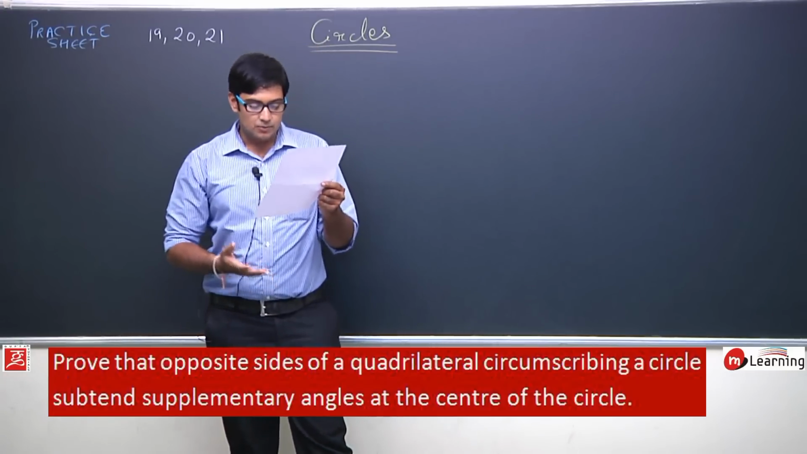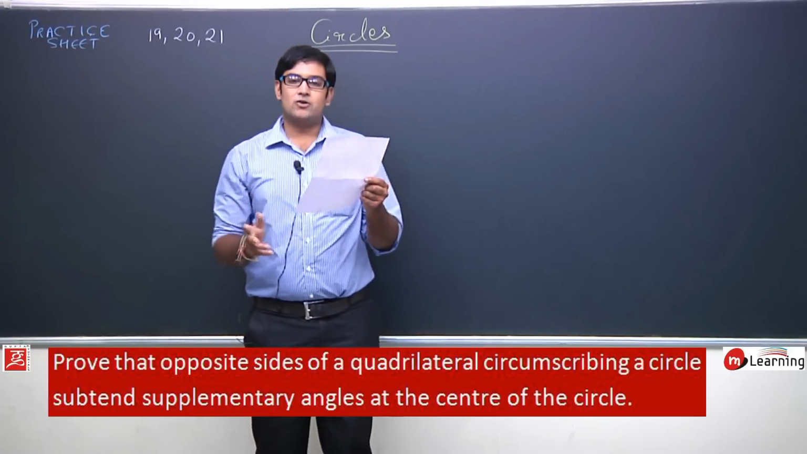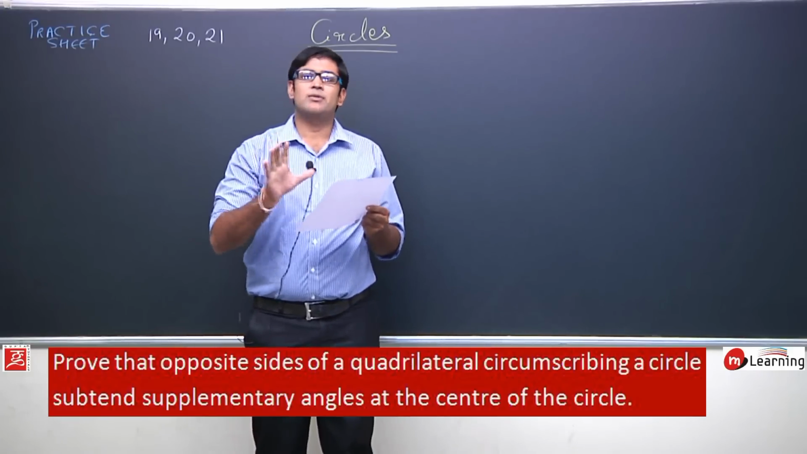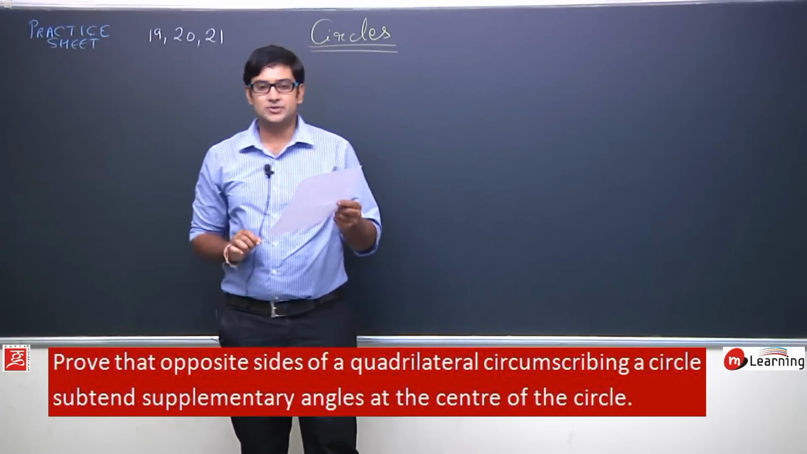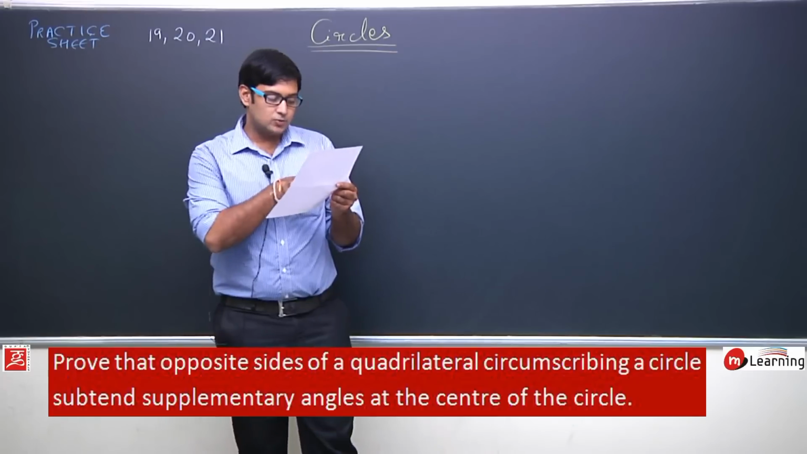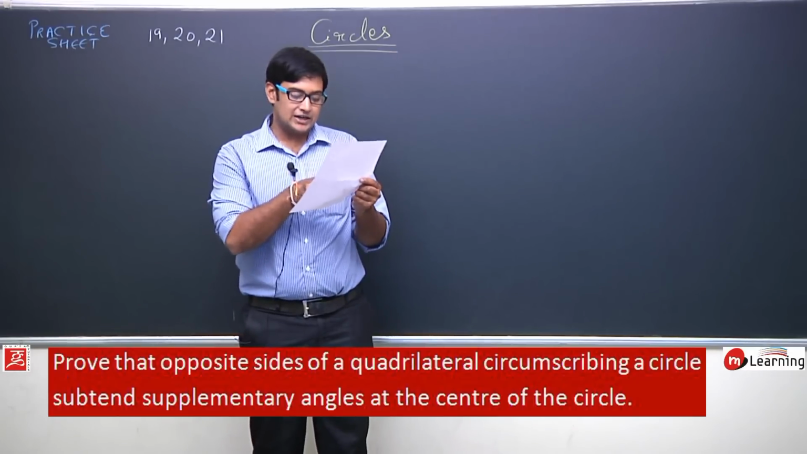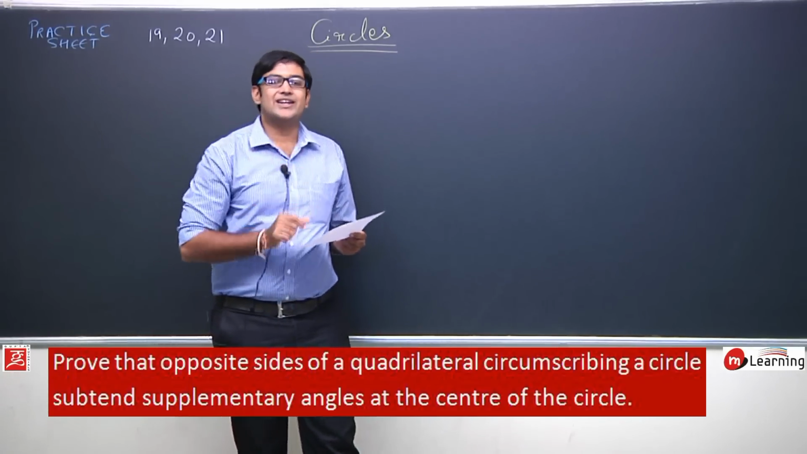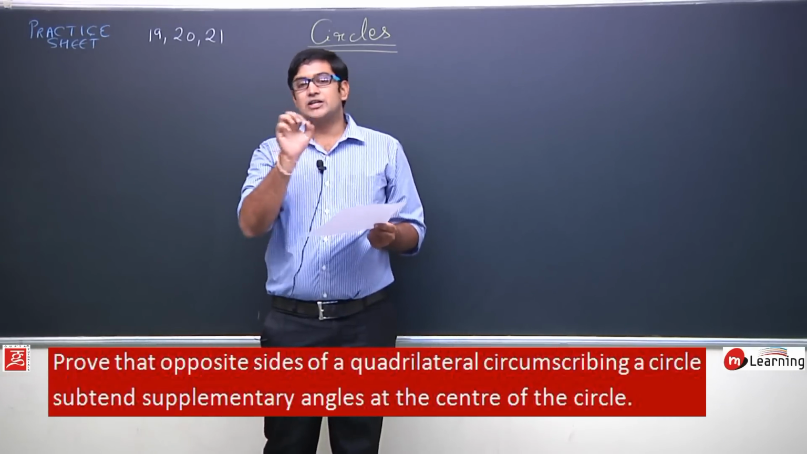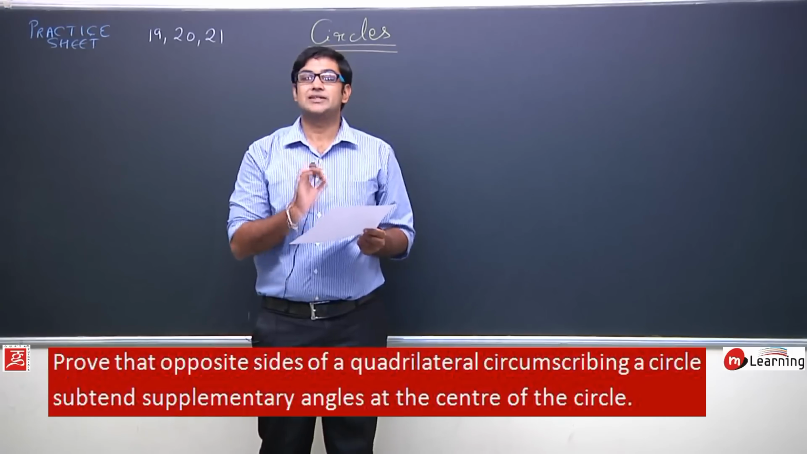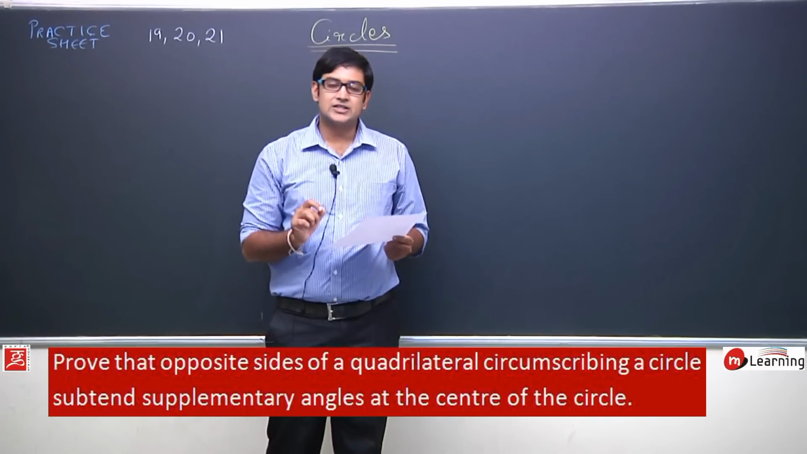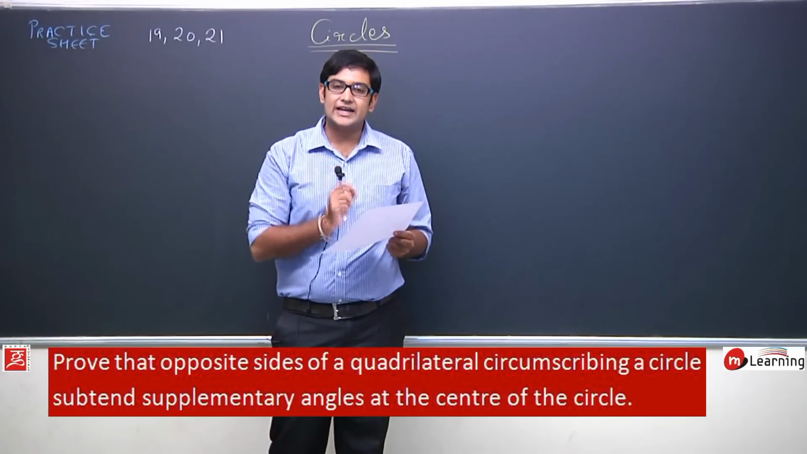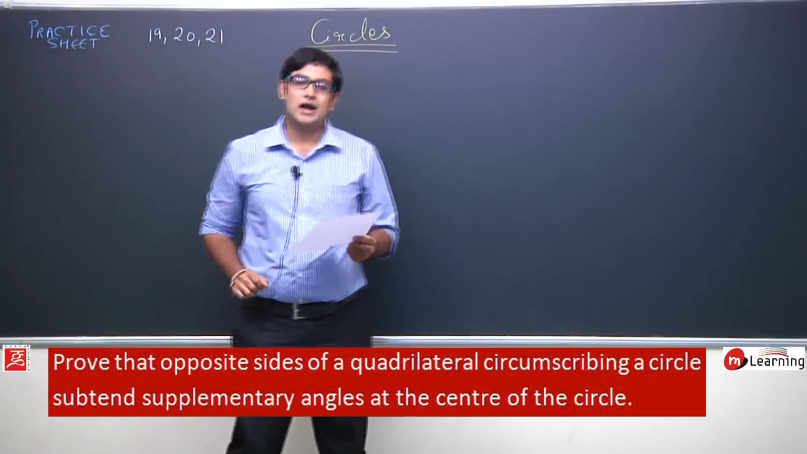It says, prove that the opposite sides of a quadrilateral. So it is talking about a quadrilateral. This much we understand. Prove that opposite sides of a quadrilateral circumscribing a circle. So there is a quadrilateral which circumscribes a circle. Up to here we understand the question. So first, let us try to draw the diagram for this much part.